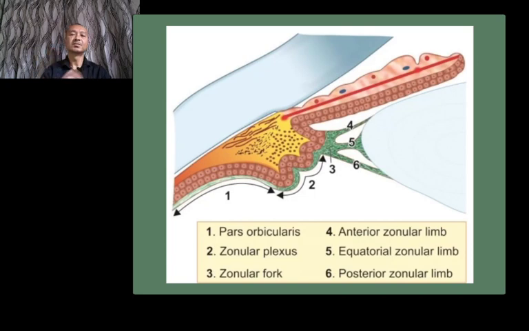We know the lens is suspended by the zonules. Those are attached in the ciliary body, then into the equator. From the ciliary body, it comes out like a three-pronged fork. This is the zonular fork, you can see the label as number 3. Anteriorly, we have the anterior zonular limb, then the equatorial limb, and the posterior zonular limb. These zonular fibers get into the capsule and keep hanging the lens in position. The space between the anterior zonular limb and the posterior zonular limb is called the canal of Hannover.